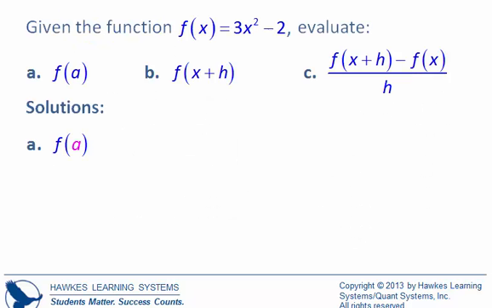Our next example asks us, if we're given the function f of x is equal to 3x squared minus 2, to evaluate, and part A says f of a, asking us to evaluate at a particular variable. So all this means is we take what's in parentheses, which is the a, and wherever there's an x, we're going to plug it in. So we'll have 3, and when we come to this x, we're going to replace it with an a, squared, minus 2. And really that's all we do on that one. Just replacing the x with an a.